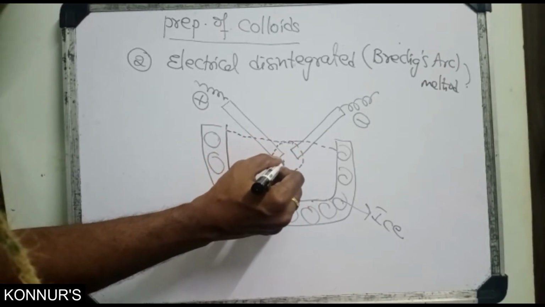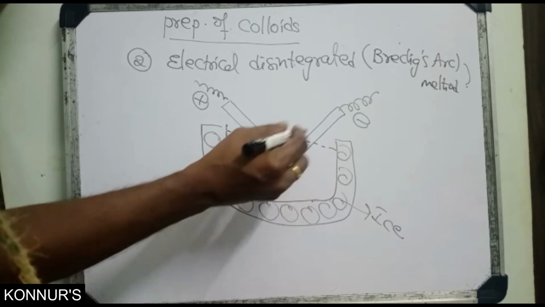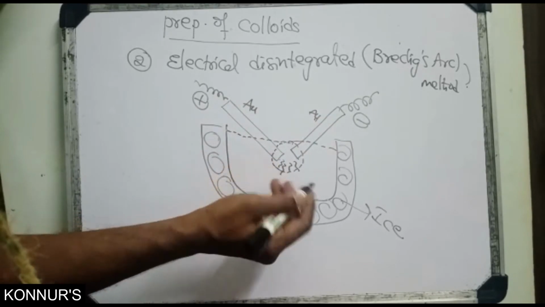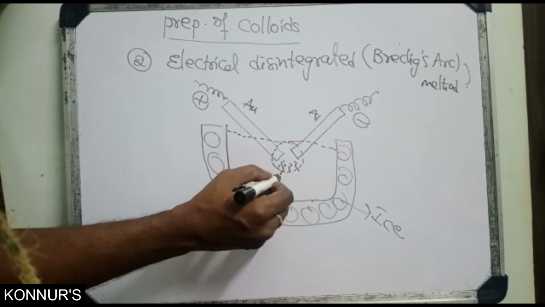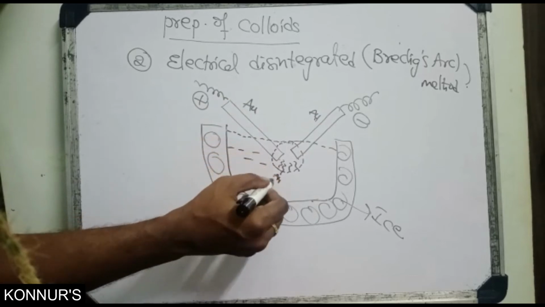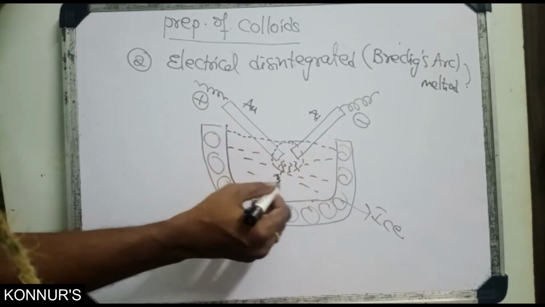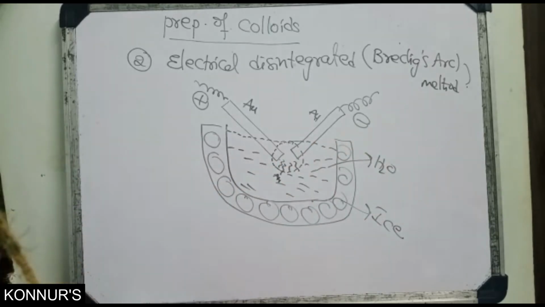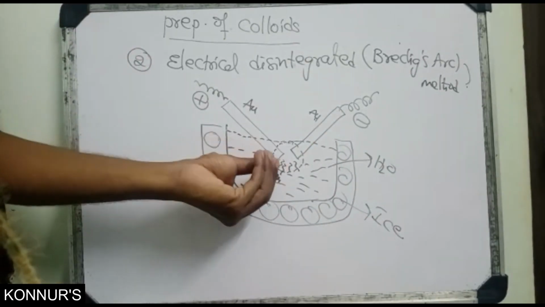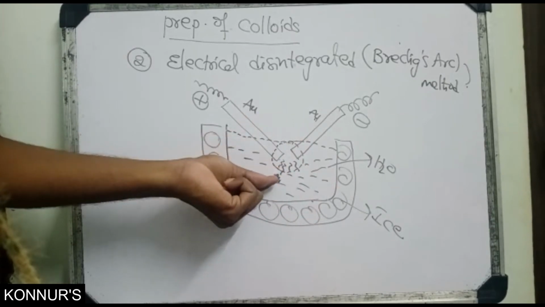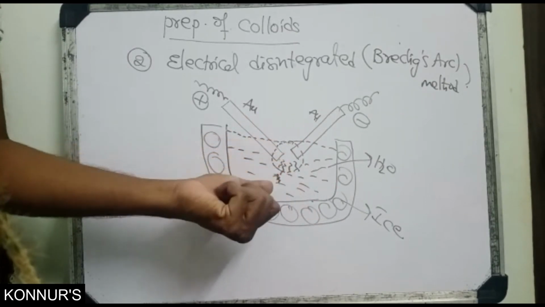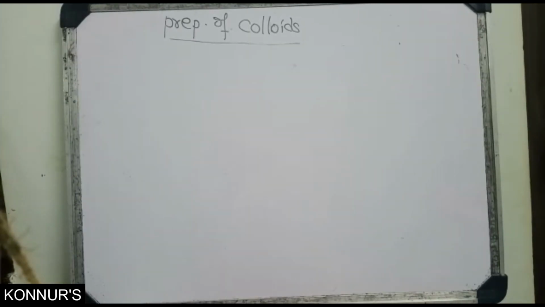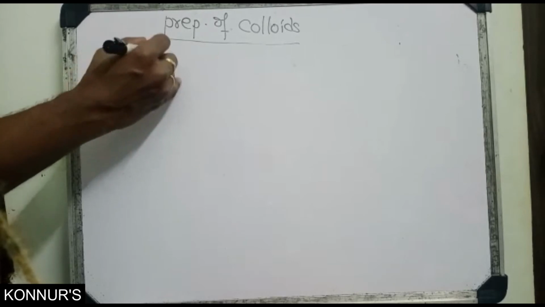What happens? It becomes vapors. So the gold plates at this temperature become gold particles. The gold particles are dissolved in the water. So this is water. The gold particles are vaporized and surrounded with water. Then it becomes a colloidal solution, that is the gold sol.